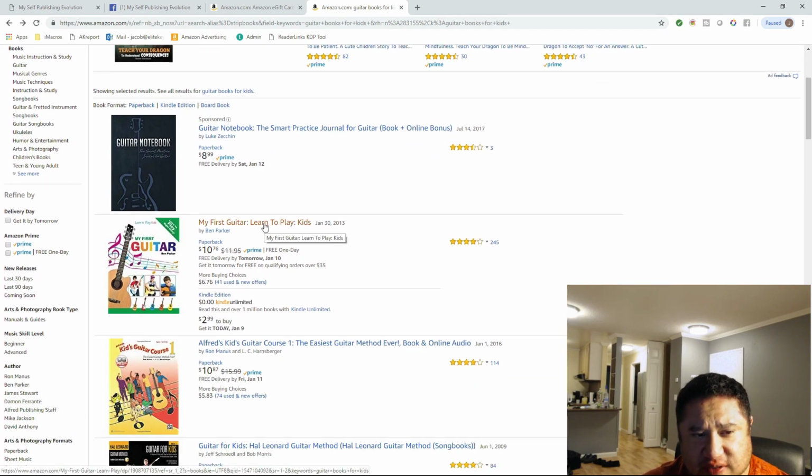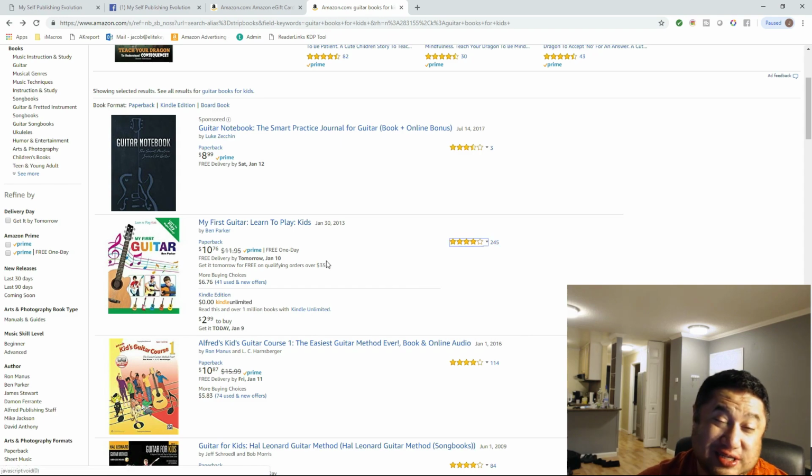So I would say when it's guitar books for kids, all right, this is a book that's more relevant to kids than this book. It's My First Guitar. It's priced a little higher, but it's got a nice colorful cover compared to the first one. And it's got a hell of a lot more reviews, which does still play a factor. So let's check it out.